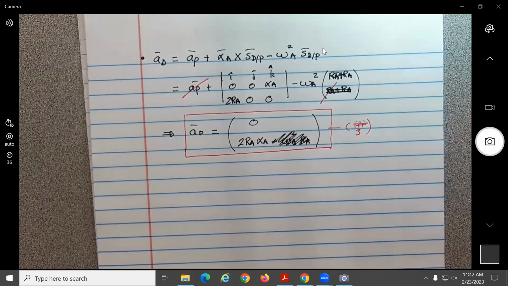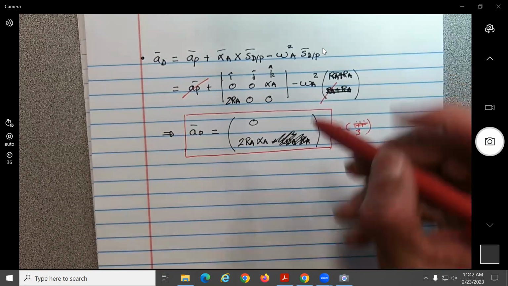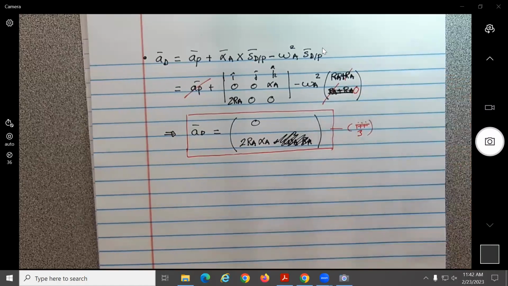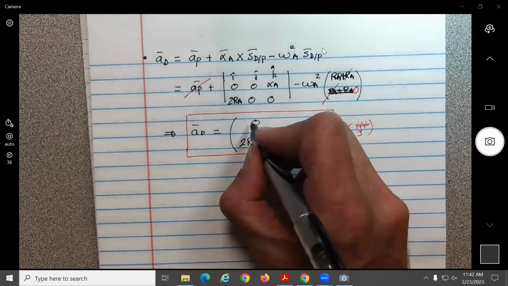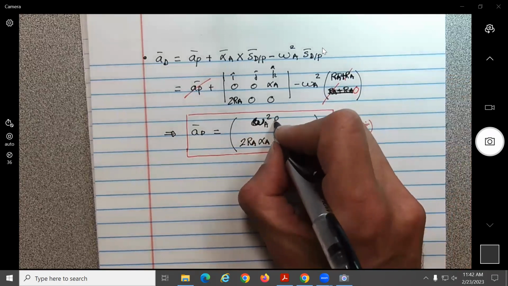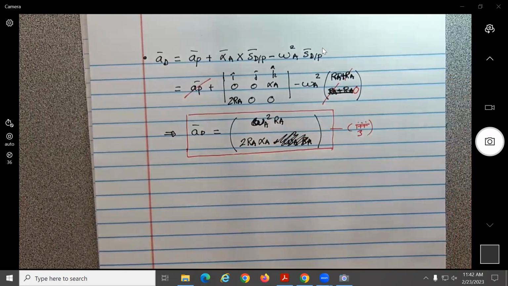So you just cancel 1. Do I need to rewrite this on a different page? No, it's okay? All right. So you cancel this one and this will be 0 over here, no? Only one cancel means here you're gonna have now omega sub A squared R sub A. I was just thinking about that, okay? That wasn't making sense. Yes.